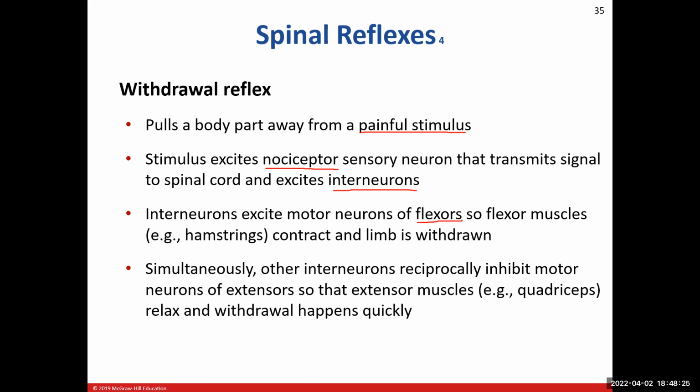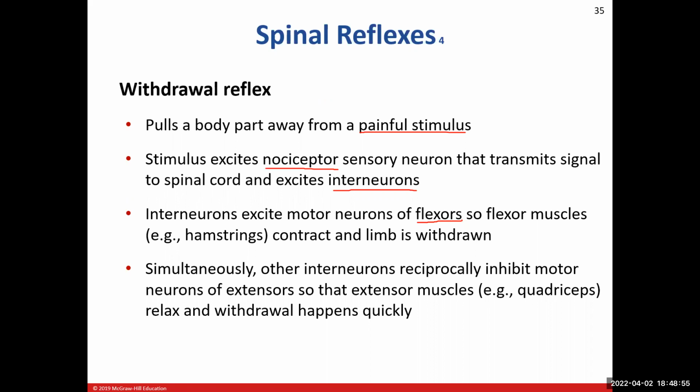Okay, and so the flexors are going to flex. If it's in the upper extremity, it will flex the elbow, or if it's in the lower extremity, it will flex the knee. The example that we're going to use again is the lower extremity. So this will cause the hamstrings to contract, causing the knee to bend, and it pulls the knee away from that painful stimulus.